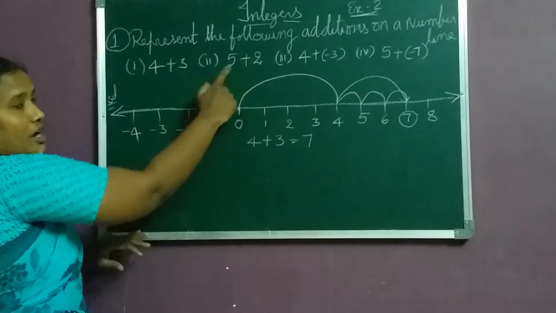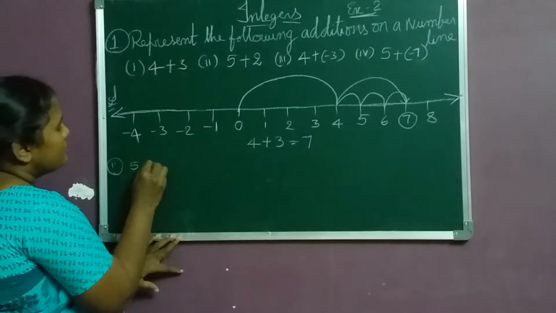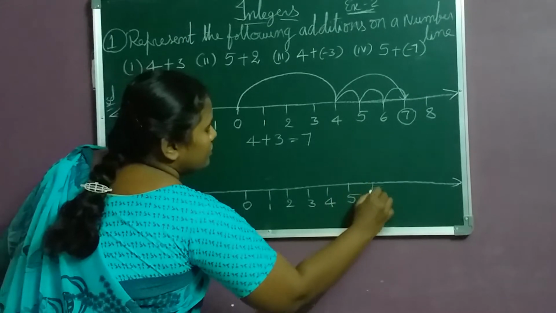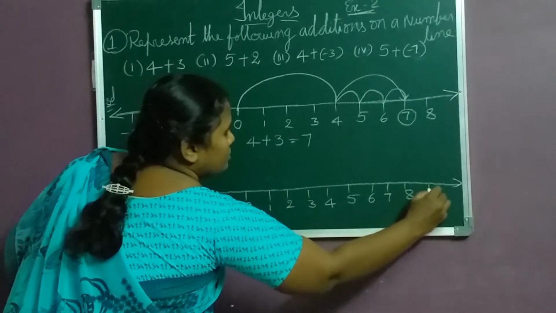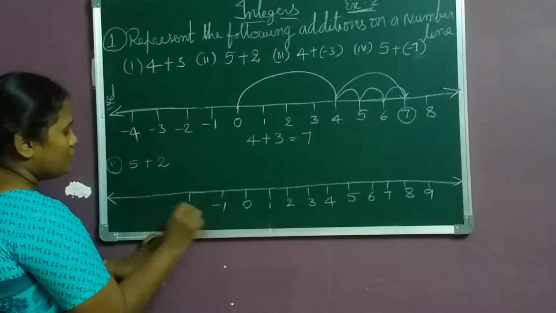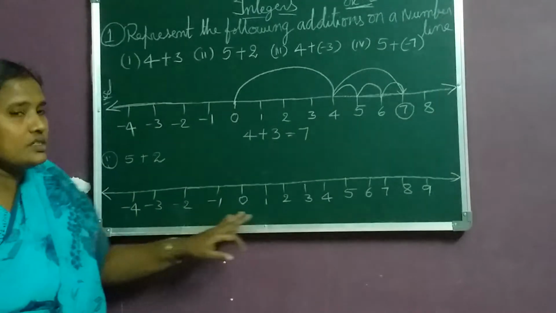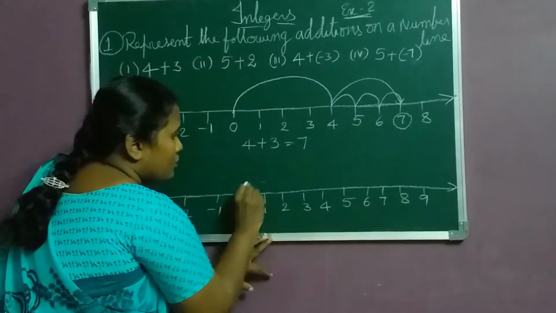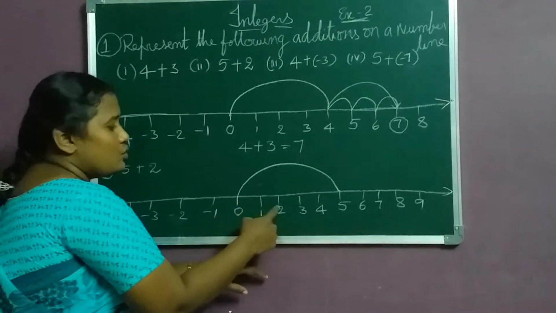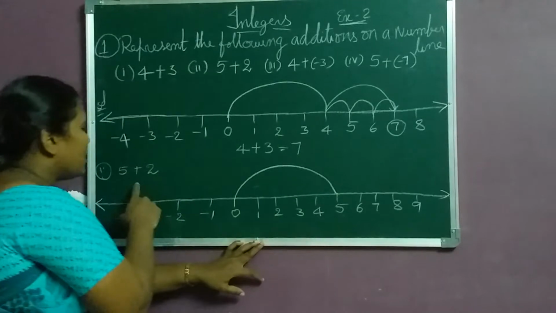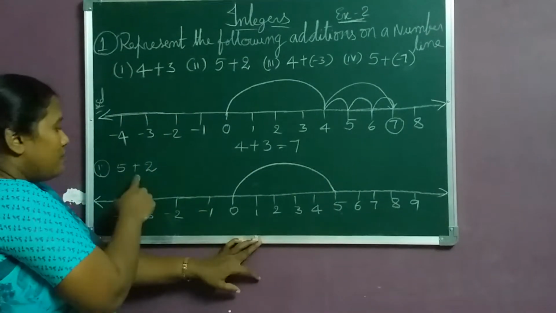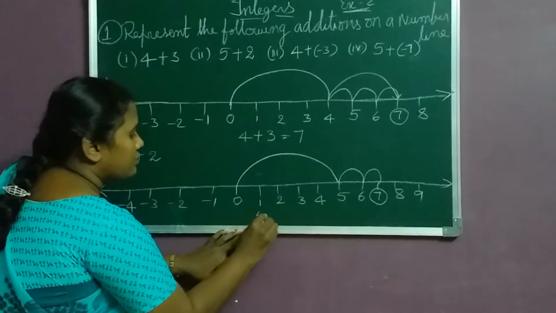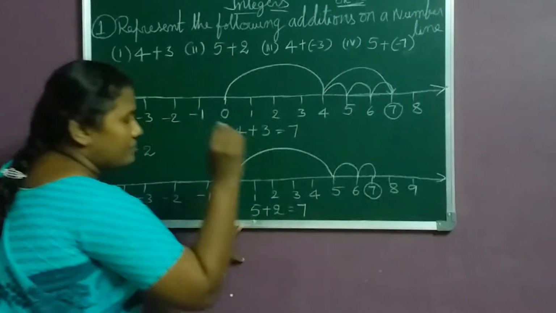Come to the second one, 5 plus 2. On the number line, minus 1, minus 2, minus 3, minus 4 are on the left. See here, 5 plus 2. First, you should draw the 5. 1, 2, 3, 4, 5. After, we should move rightward direction, plus 2, 1, 2, answer is 7. 5 plus 2 is equal to 7.